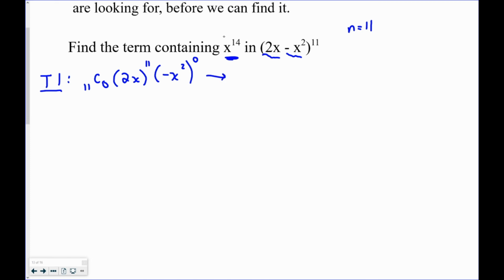Okay, evaluate this. Now, because we're just looking for a pattern for the x term, we don't really care about the 11C0. It doesn't help us, right? We're just asking what happens to the variable. So I don't even need to worry about going 2 to the 11. I don't care.